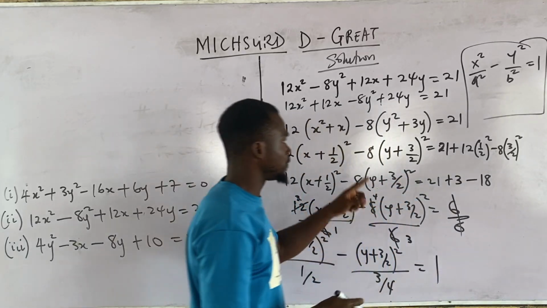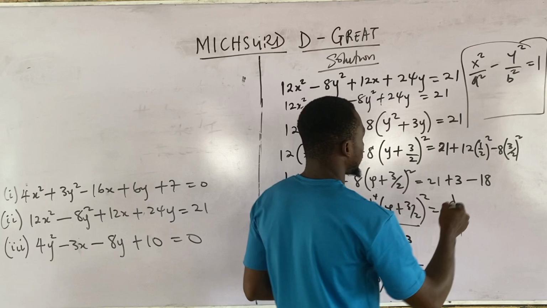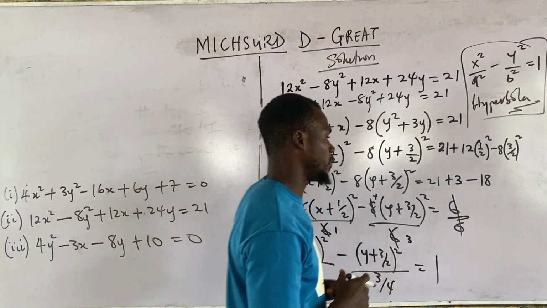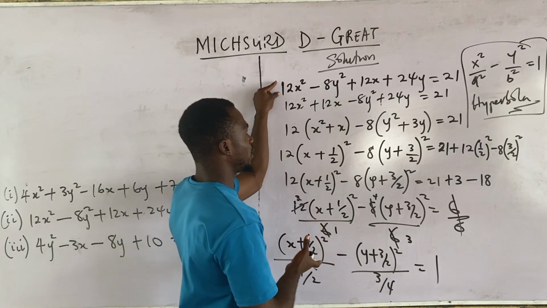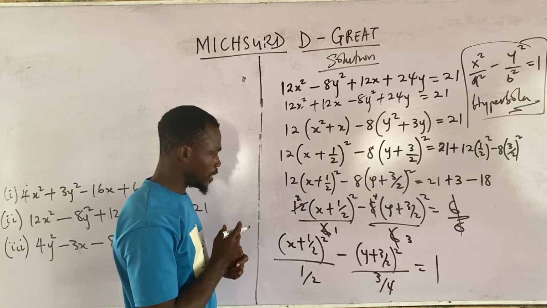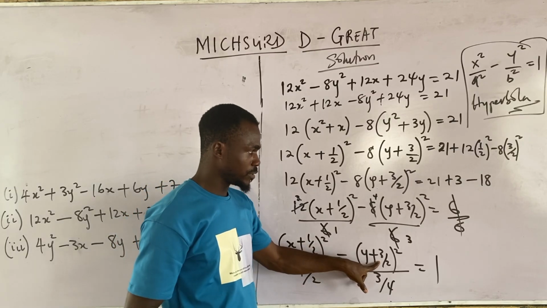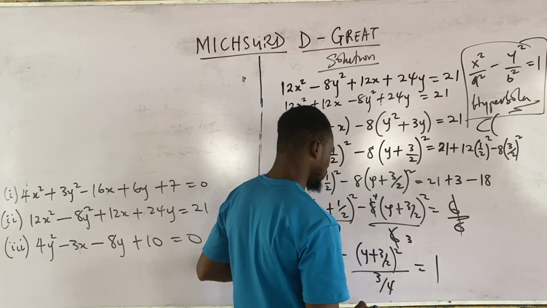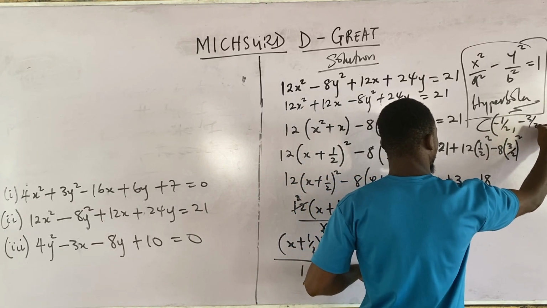So if you compare these two, you see that they are similar. So this is a typical hyperbola equation. The standard form of the hyperbola equation is this. So this is a hyperbola. So this equation here represents the equation of what? A hyperbola. So now we can see that the center of this hyperbola is gotten from these 2 points. So the center here will be, we use minus of 1 over 2, comma, and we have minus of 3 over 2.